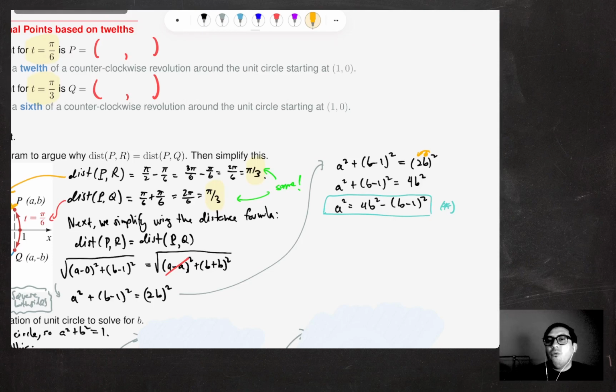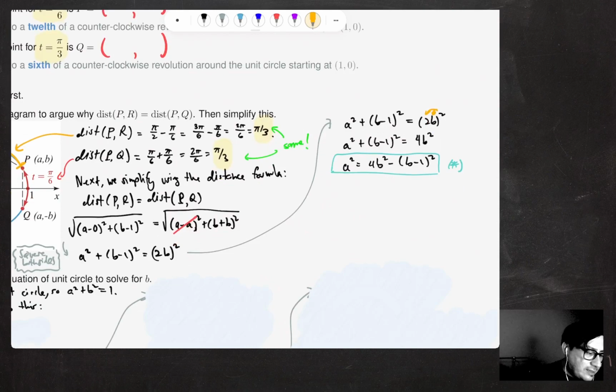Okay, now I just moved the (b minus 1) squared to the other side. And notice that 4b squared stayed here, but if I move this to the other side, I picked up a minus sign. Okay, so I basically isolated the a squared. So keep that equation in mind. So we're now ready for the next step.